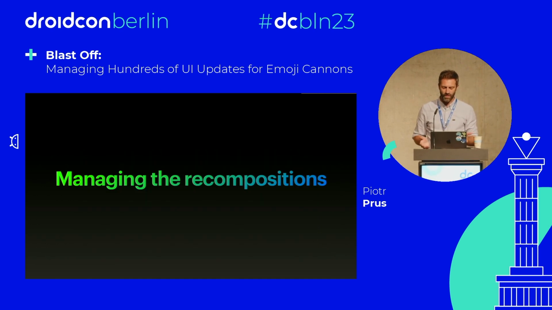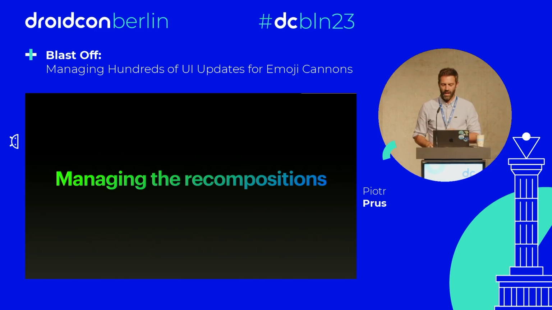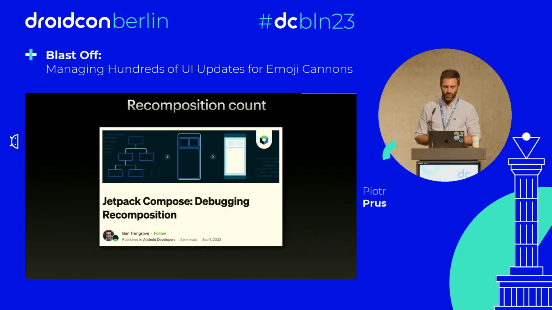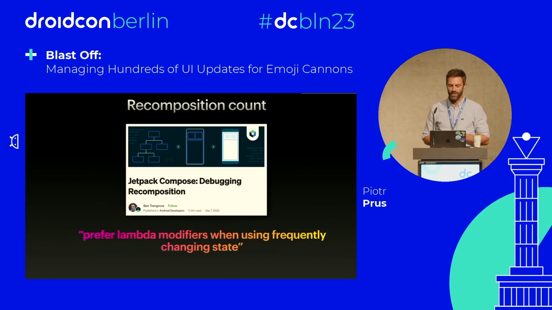And single time events were always tricky in Android. And nowadays with Jetpack Compose, when we need to react on every state change, it's more tricky than ever, in my opinion. But hopefully there is a nice article, Jetpack Compose Debugging Recomposition by Ben. And one of the key quotes from this article is, prefer lambda modifiers when using frequently changing state.